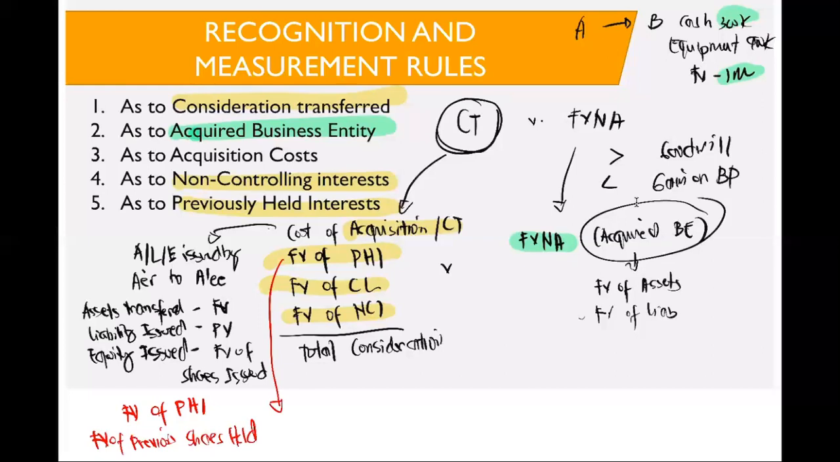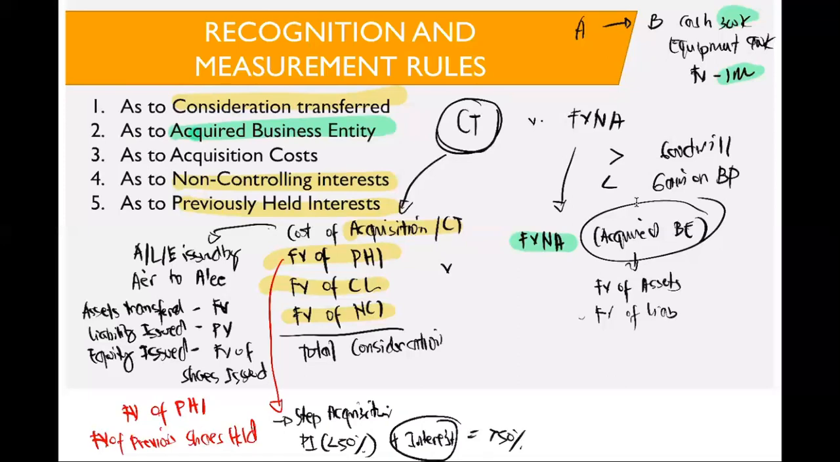Okay. Sir, when do we have a fair value of previously held interest? This happens if ever the acquisition is done by step, or step acquisition. So what do we mean by step acquisition, sir? There is a step acquisition if ever you have a previous interest, which is less than 50%, and then you purchase another interest. So once you purchase the other interest, you now have more than 50%.